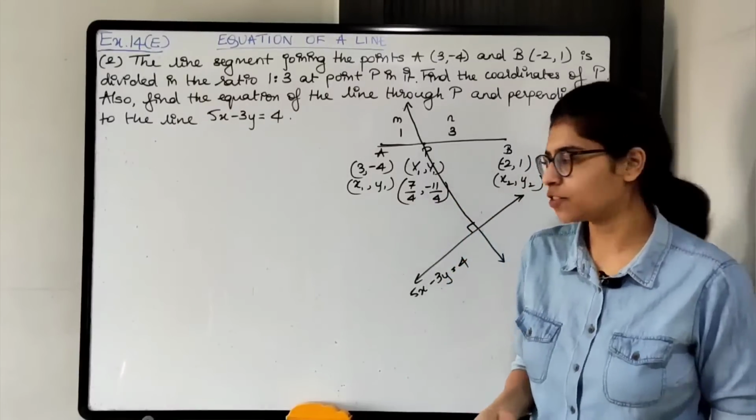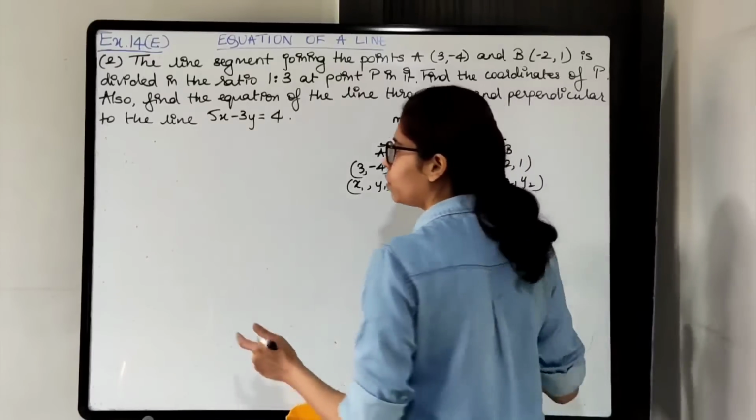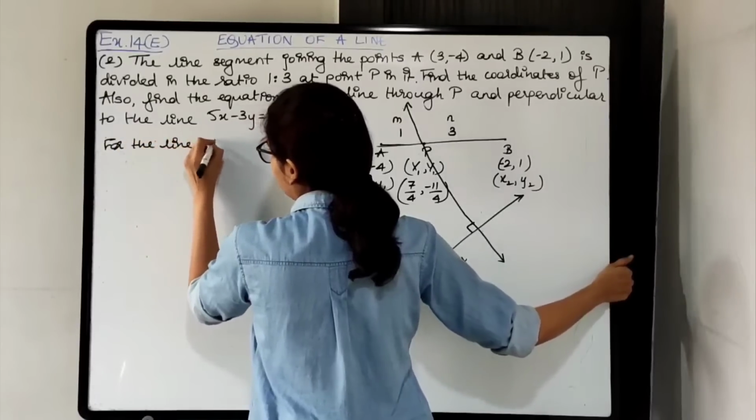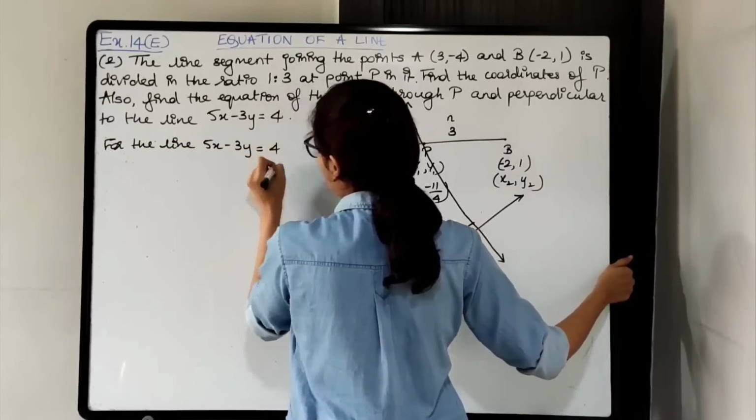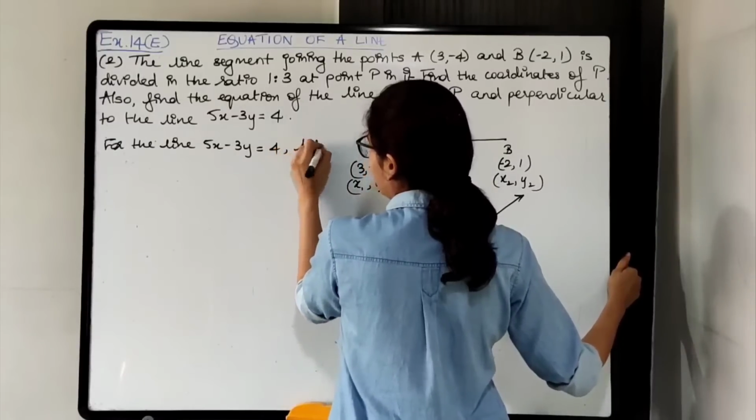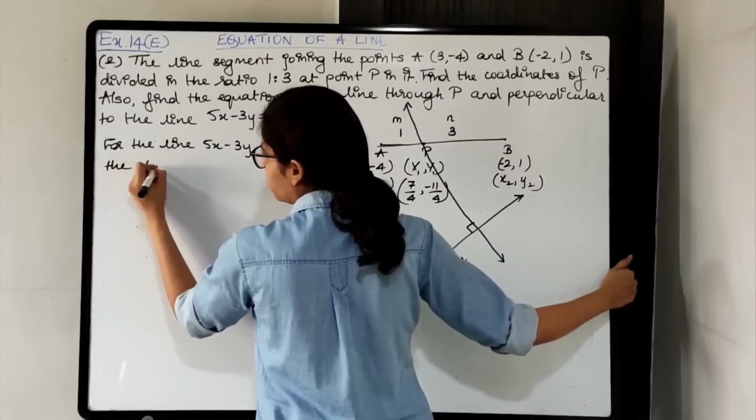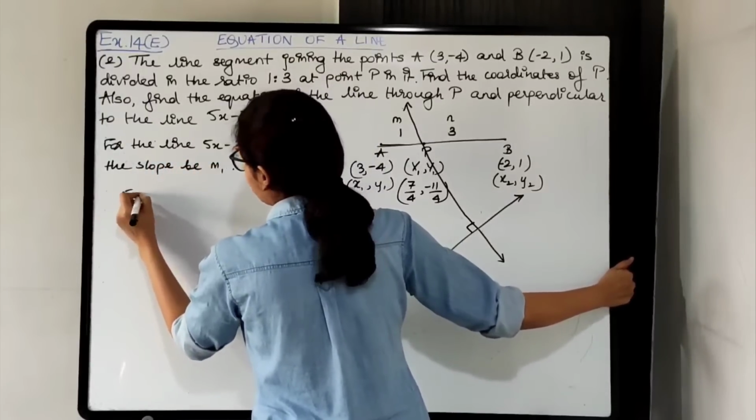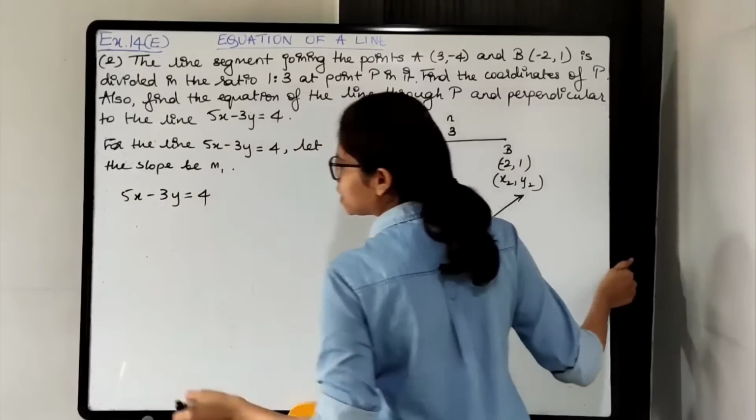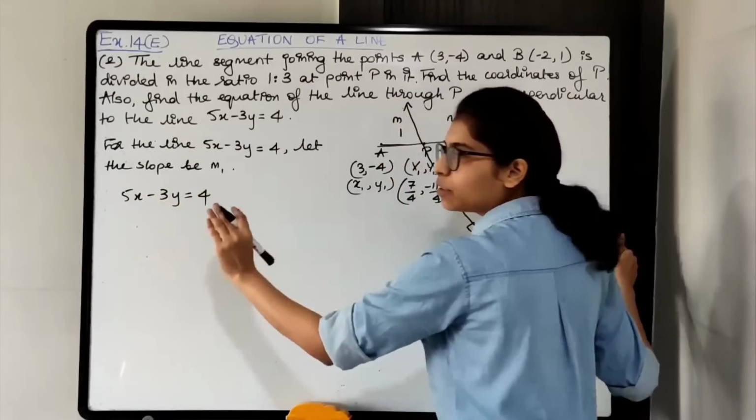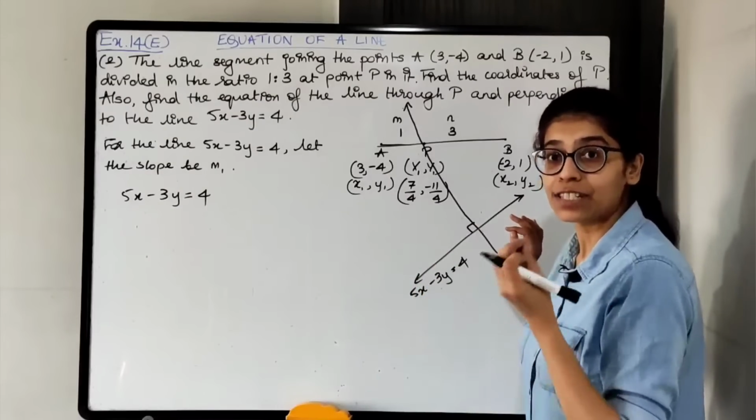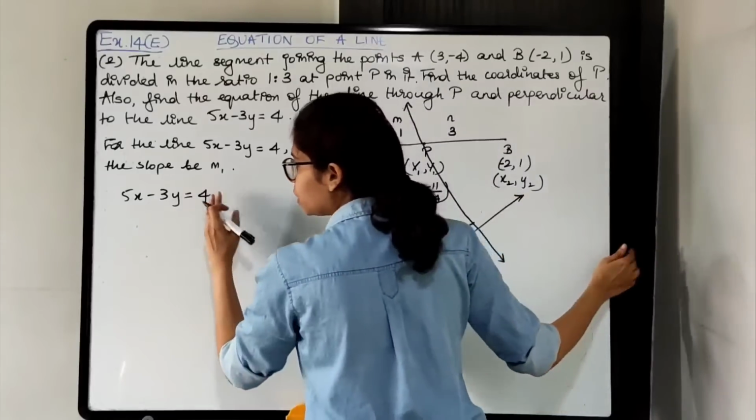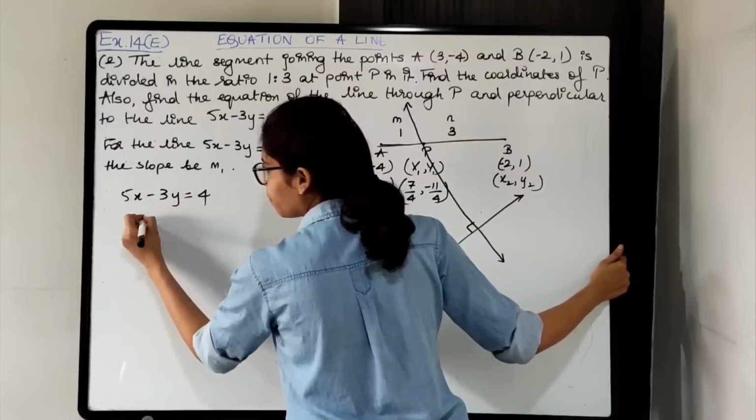Considering the perpendicular line first, 5x minus 3y equals to 4. So write down for the line 5x minus 3y equals to 4. Let the slope be m1. So write down the equation. We have to bring it in standard form. पहले y term को देखो, is it negative? Yes, if it is negative then shift it on the other side. Positive है तो as it is रखेंगे. So shifting this on the other side and 4 over here.